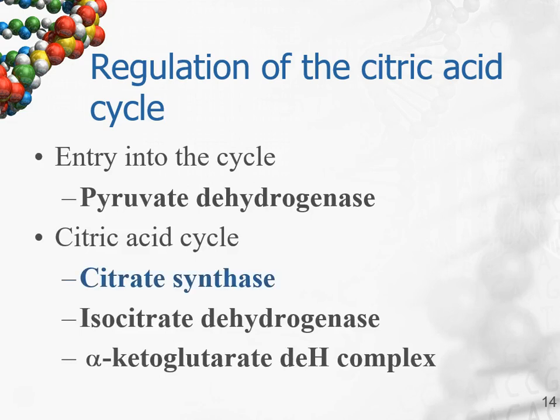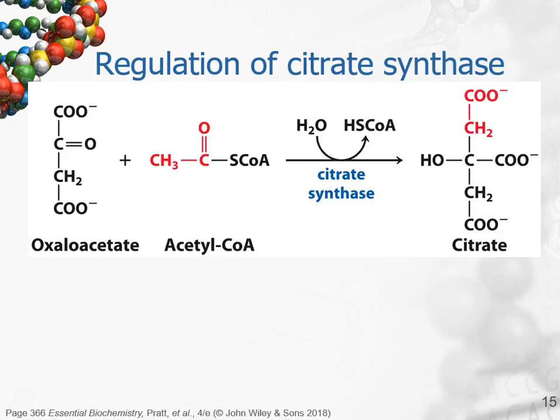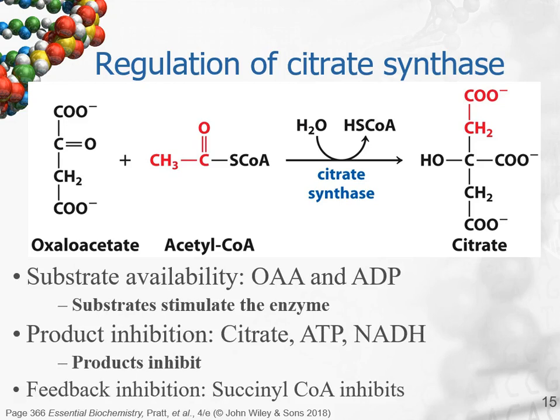So let's get started. Okay, so we just talked about the regulation of pyruvate dehydrogenase, both allosterically and through phosphorylation. So let's look at that first reaction, citrate synthase. So just as a reminder, OAA plus acetyl-CoA are acted upon by citrate synthase, which catalyzes the reaction to form citrate. So this reaction works on substrate availability. Like I said before, you need OAA and you need acetyl-CoA.